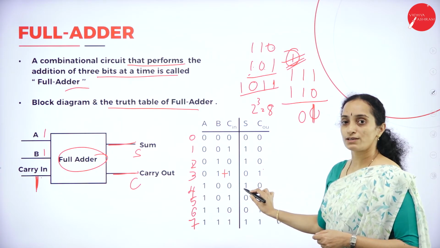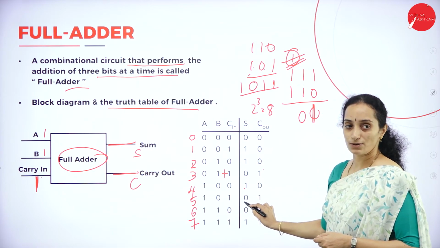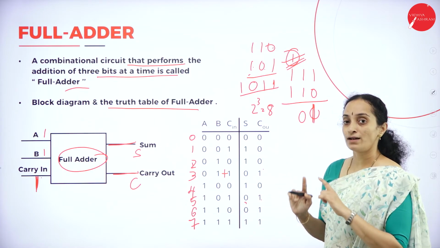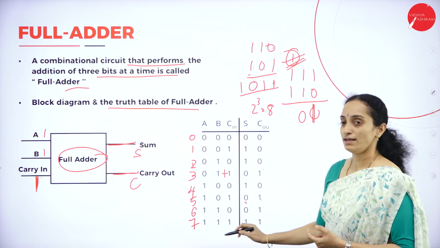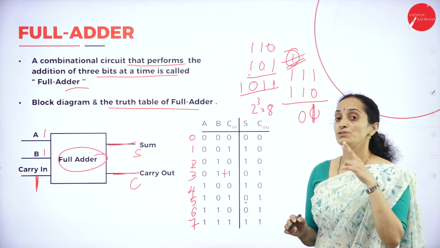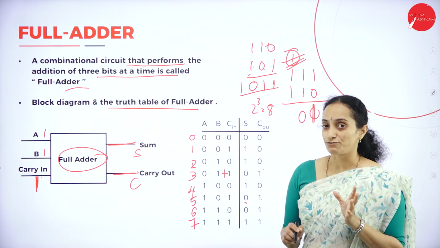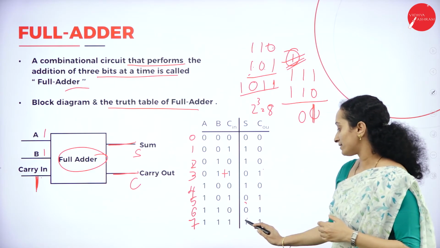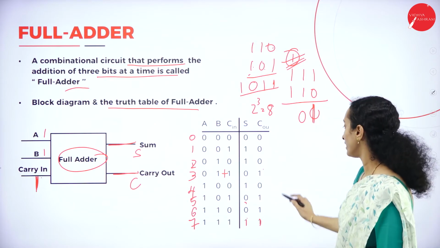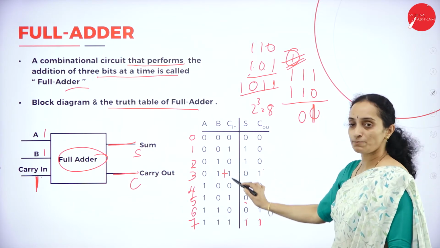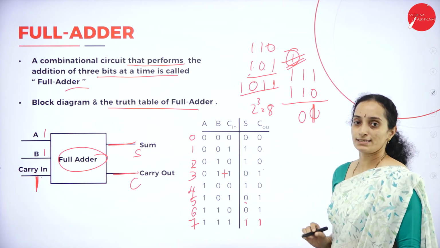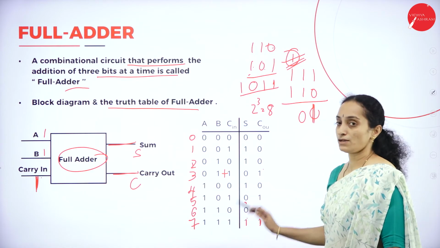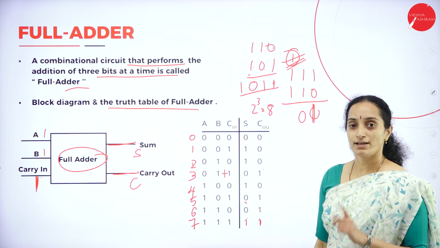Again, 1 0 0 gives you sum 1, and 1 0 1 gives you sum 0 and carry 1. Again 1 1 0, sum is 0 and carry is 1. When all three are 1, that is 1 plus 1 plus 1, it gives you decimal 3. What is the binary equivalent of 3? It is 1 1, isn't it? So we have sum as 1 and carry as 1. Here we have the carry out: when the number of ones is even, the carry becomes 1. You can observe here that when all three are 1, both the sum and the carry become 1.